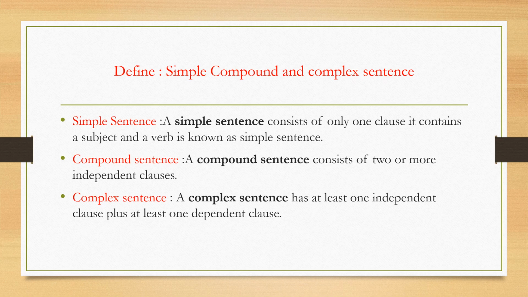Simple sentence. A simple sentence consists of only one clause. It contains a subject and a verb. It is known as a simple sentence. Compound sentence. A compound sentence consists of two or more independent clauses. It is known as a compound sentence. Complex sentence. A complex sentence has at least one independent clause plus at least one dependent clause. It is known as a complex sentence.